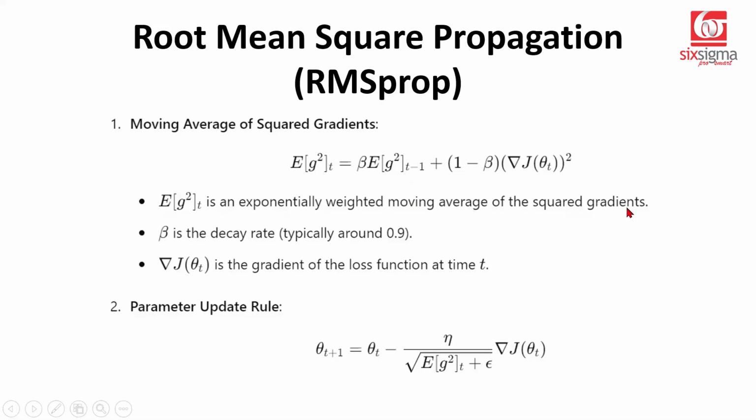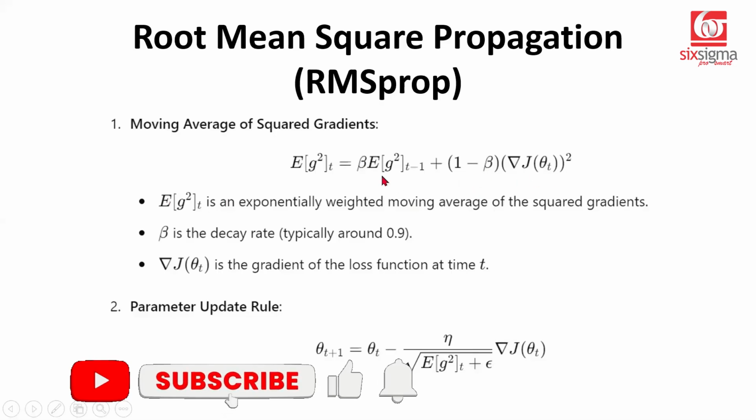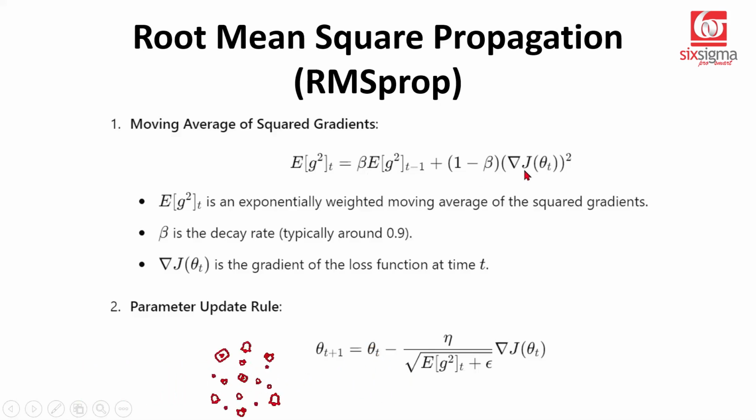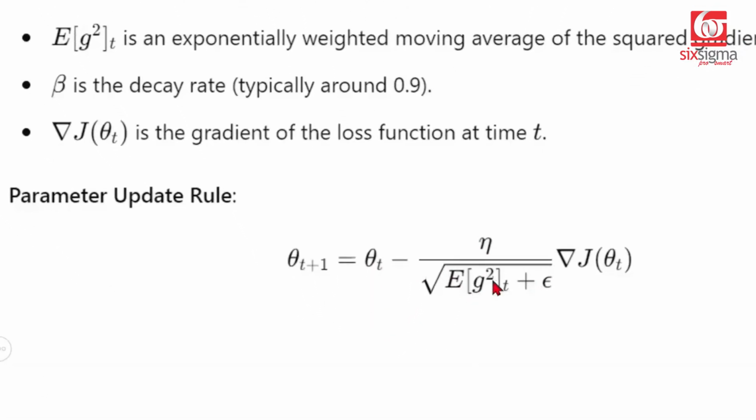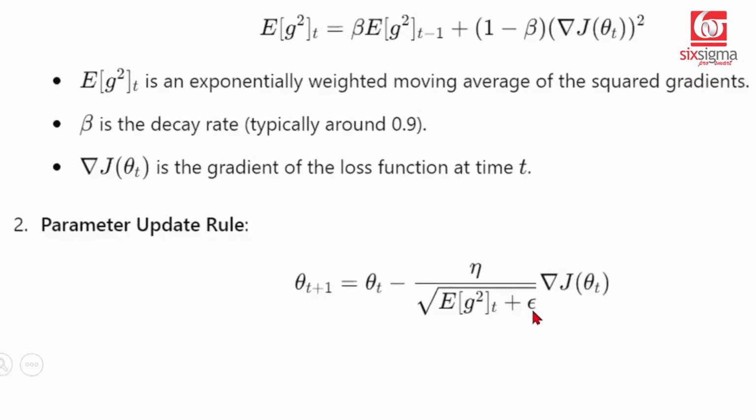If you see, in case of Adagrad, we did not have this beta. We were just simply adding up all the gradients. But in case of RMSprop, we are giving a weightage to the historical gradients and a weightage to the gradient at the current point. The parameter update rule is very similar. It's theta_t minus eta divided by the square root of the denominator, which is the exponentially weighted moving average of the squared gradients. And this is a small value epsilon, which ensures that we don't end up dividing by 0.